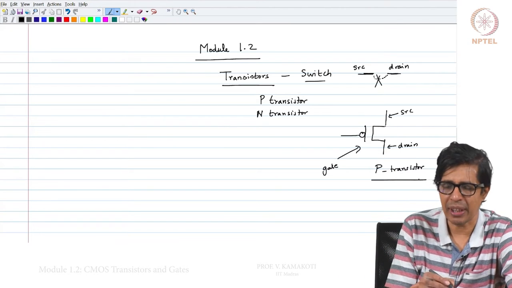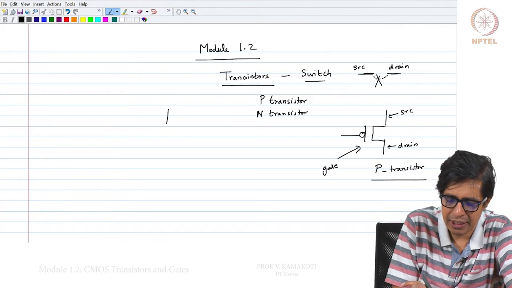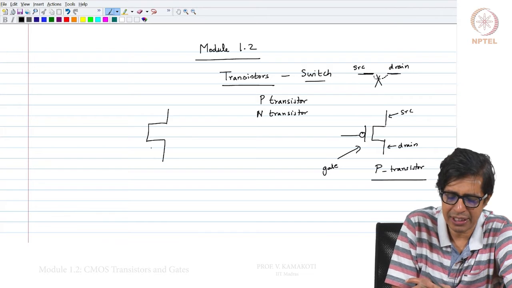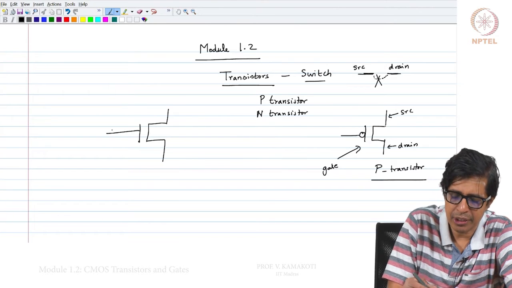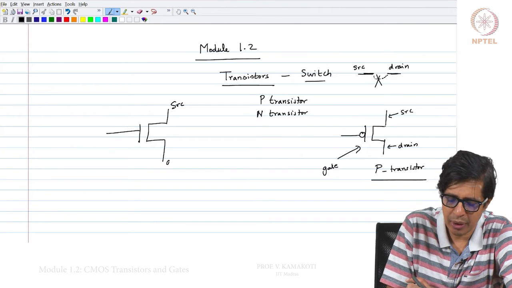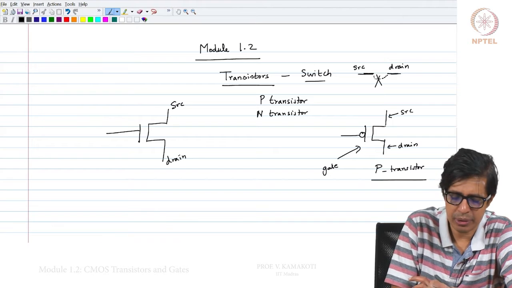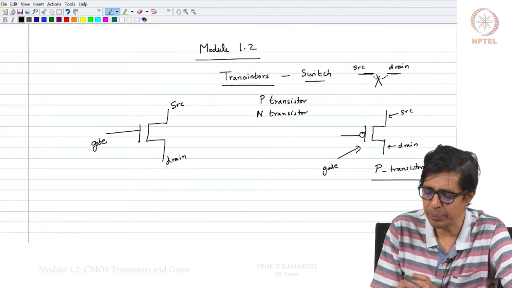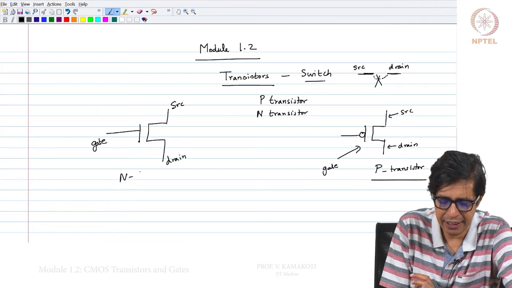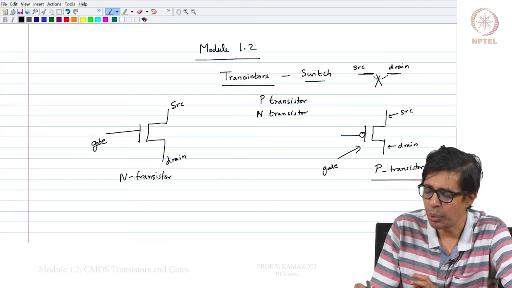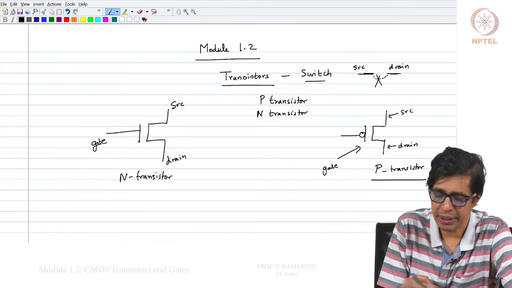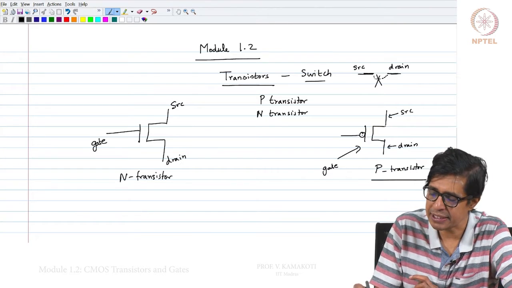There is another type of transistor which is called the N transistor. It also behaves in a similar fashion. So, this also has a source, this also has a drain and this also has a gate. The distinguishing feature between the P transistor and the N transistor symbolically is that there is no circle here in the N transistor, but there is a circle here in the P transistor.